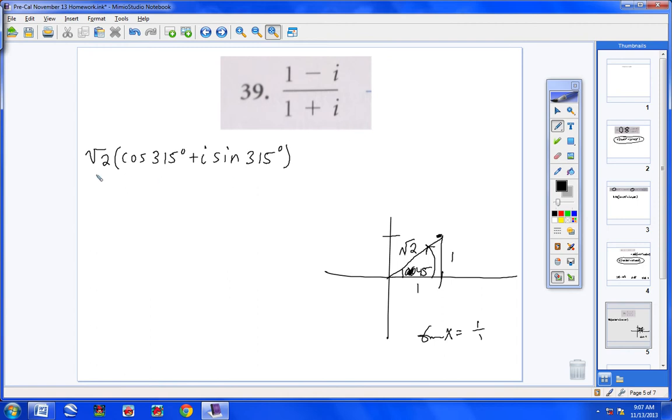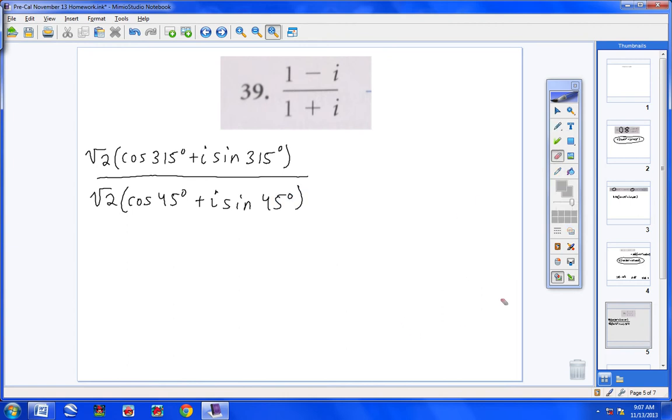So this bottom number in trig form would be square root of 2, because that's your hypotenuse right here. And then cosine of 45 degrees plus i sine 45 degrees. All right, let me erase this, give us some room here.